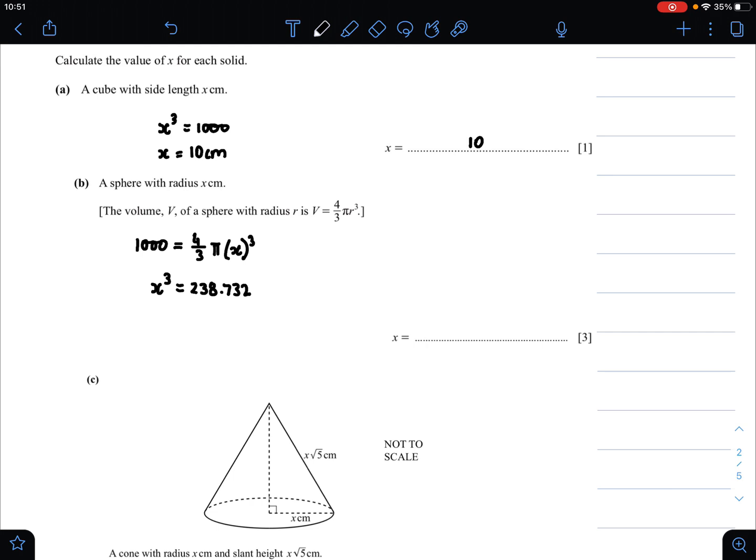so that would be equal to 238.732, and therefore x will be equal to cube root of 238.732. So therefore cube root of 238.732 is equal to 6.2035. And since we need to give our answer in three significant figures, x will be equal to 6.20 centimeters. So therefore that will be your final answer for part B of this question. Now let's move to part C.